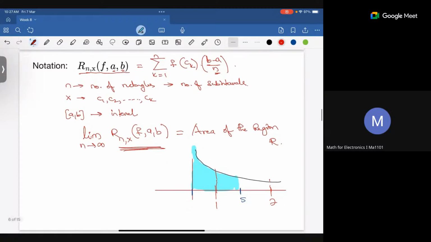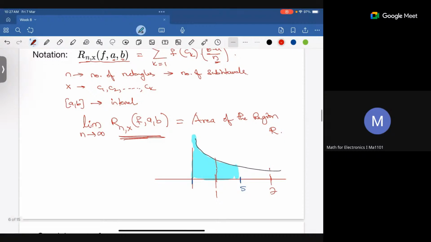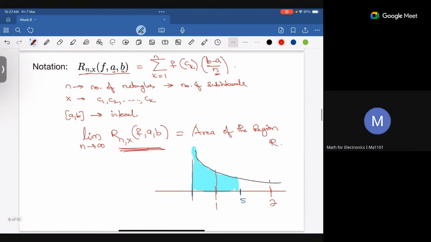So that is the main idea of Riemann sums. What we are doing is approximating areas, and this is one technique to approximate areas using the ideas of Riemann sums.